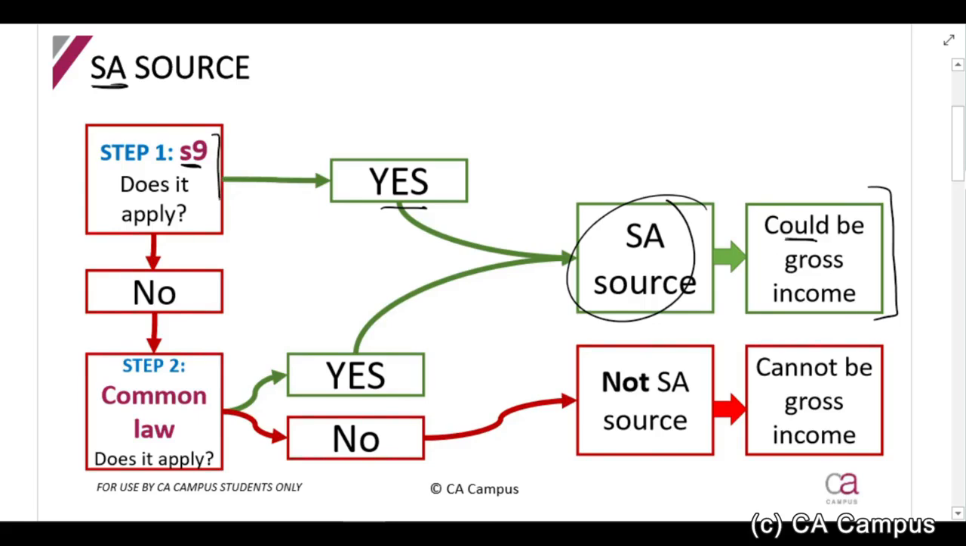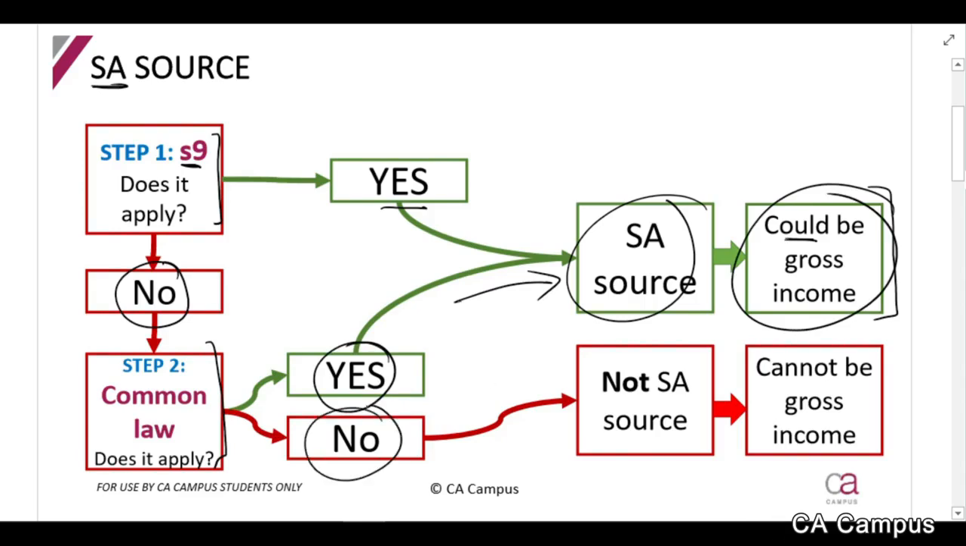Okay, so step 1, does Section 9 apply? No. Then consider step 2, which says the common law of South Africa. Does that apply? If you say yes, and it's a South African source, again, it could be gross income. If you say no, then it's not from a South African source, and it cannot be gross income.